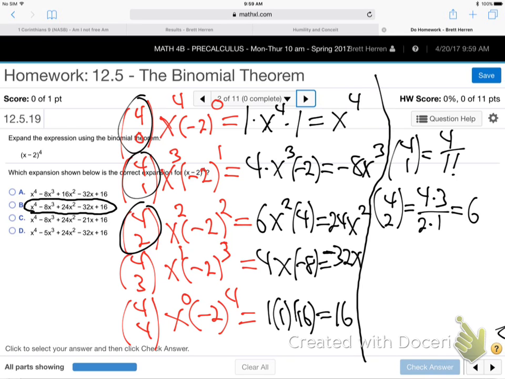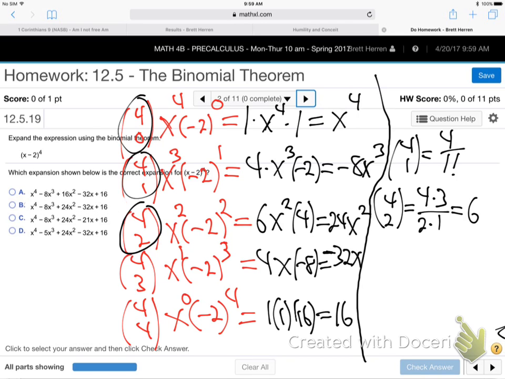Questions on that? Anything I can answer on that? The other way to do this is Pascal's triangle. Have you heard of Pascal's triangle? You can do it that way if you prefer. So I have room to squeeze in Pascal's triangle somewhere.